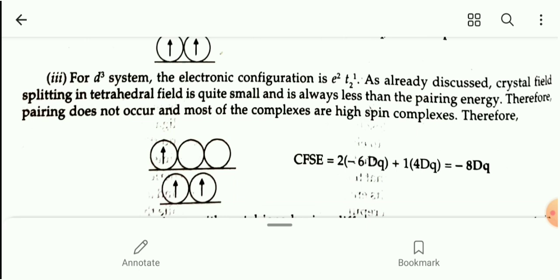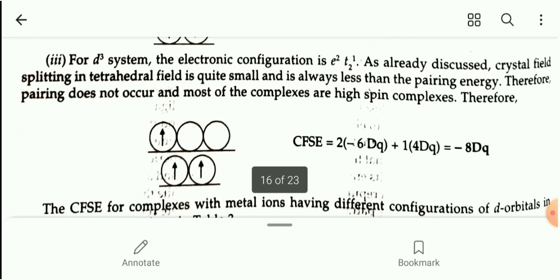As already discussed, crystal field splitting in a tetrahedral field is quite small and is always less than the pairing energy. Therefore, pairing does not occur and most complexes are high spin complexes. Therefore, CFSE is minus 8 dq. The CFSE of complexes with metal ions having different configurations of d orbitals in a tetrahedral field are given in table 3.